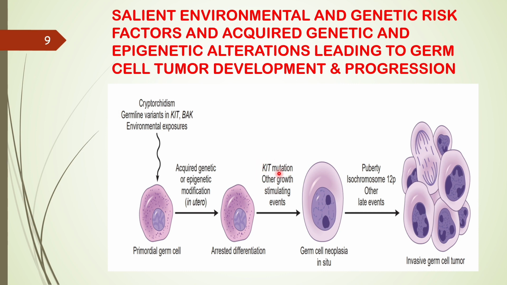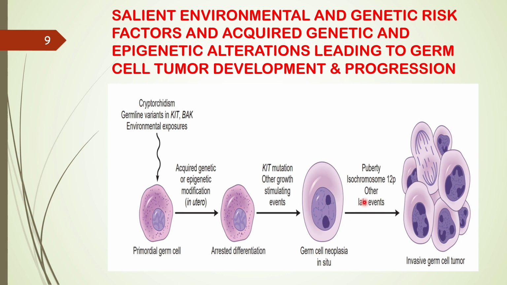Now what is KIT? What is c-KIT? KIT is a proto-oncogene, meaning it is required for the normal growth of a cell. We know that proto-oncogenes are the normal genes that are required for cell proliferation, and one of the proto-oncogenes is KIT. But if they are overexpressed or mutated, then they are converted into oncogenes, and that could lead to aberrant cell proliferation. There will be more cell proliferation if a proto-oncogene converts into an oncogene, in the form of KIT overexpression or KIT mutation. So that will lead to germ cell neoplasia in situ.